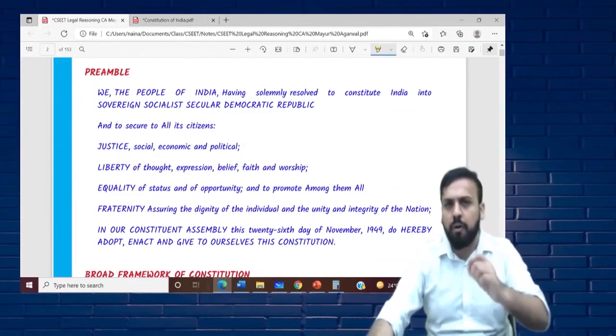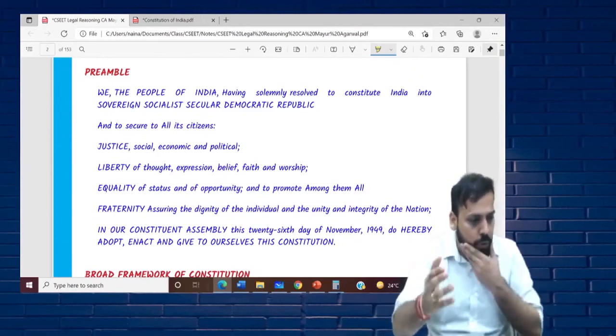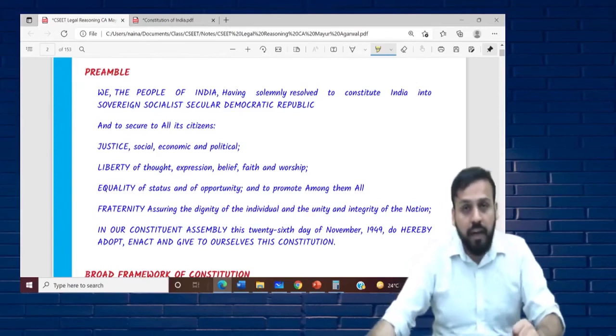Only there is a small topic, that is CS legislation. We'll be just going through that in brief, but that topic you need to do it, otherwise I've done a major part.